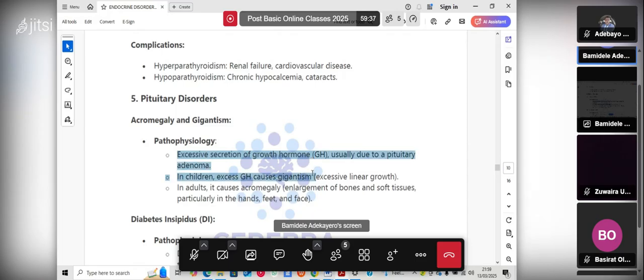And then there's gigantism in children. That means they grow very tall. A 5-year-old boy can look like a 10-year-old or 16-year-old boy because of the excessive growth hormone. That's in children. But in adults, it causes acromegaly, causing the enlargement of bones and soft tissues in the hands, feet, and face. So that's what happens.